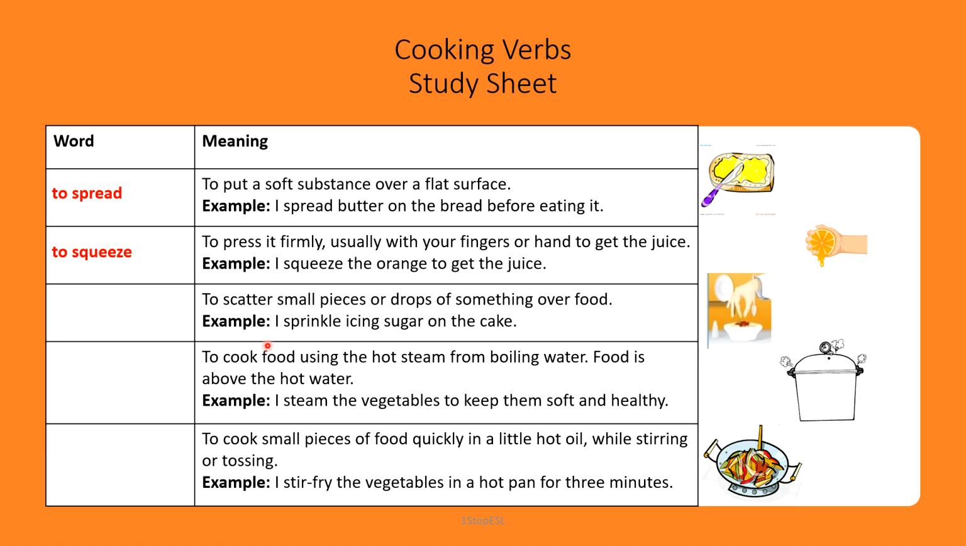Next, to scatter small pieces or drops of something over food. Example, I sprinkle icing sugar on the cake. There's the picture, and the verb is to sprinkle, to sprinkle.